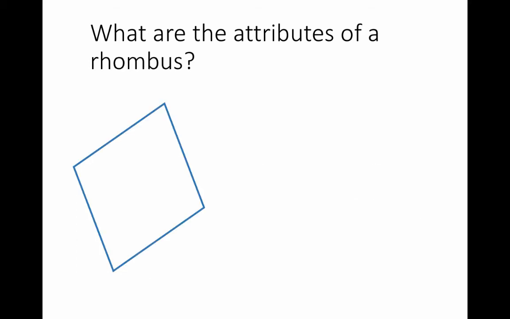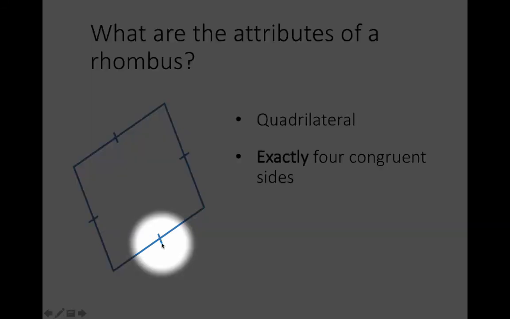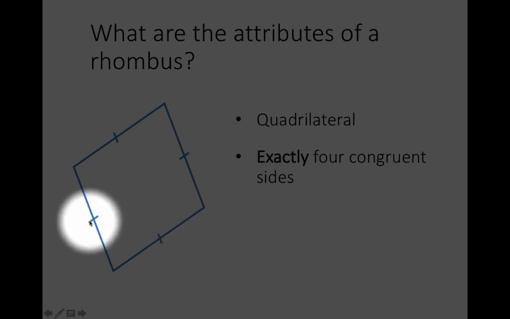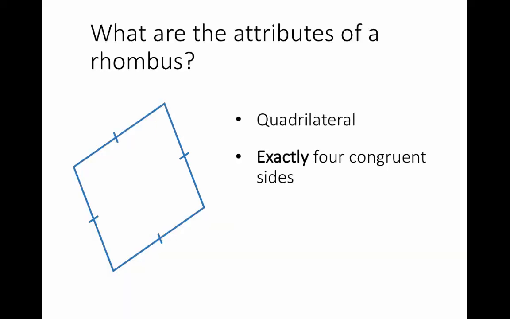What are the attributes of a rhombus? The first attribute of a rhombus is that it's a quadrilateral. It's a polygon with 4 sides. In addition, all 4 sides of a rhombus must have the same length. A rhombus must have exactly 4 congruent sides. In the diagram, a single hash mark on each side of the rhombus shows that the rhombus has 4 congruent sides.